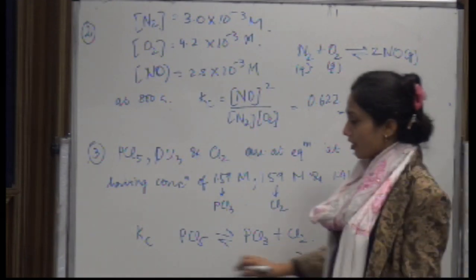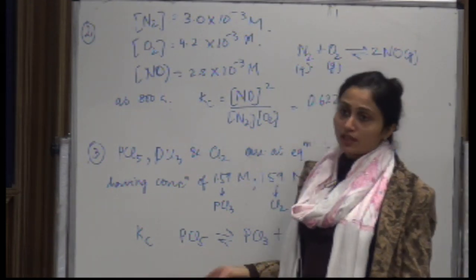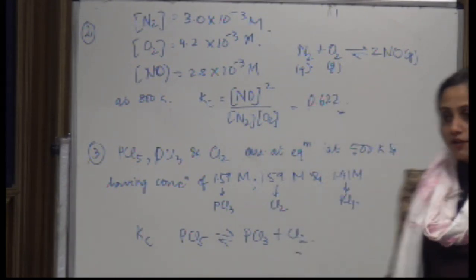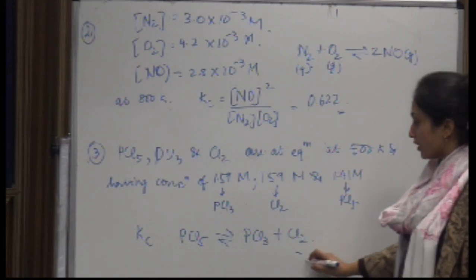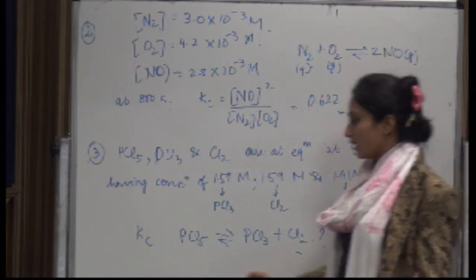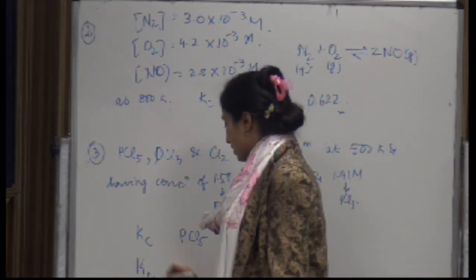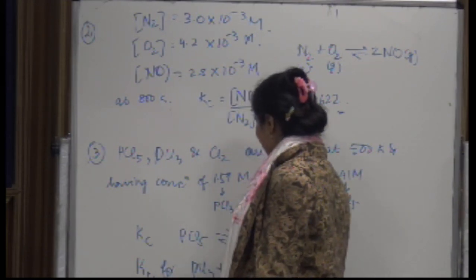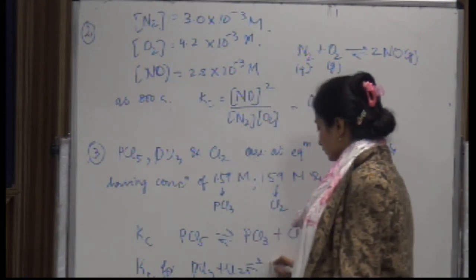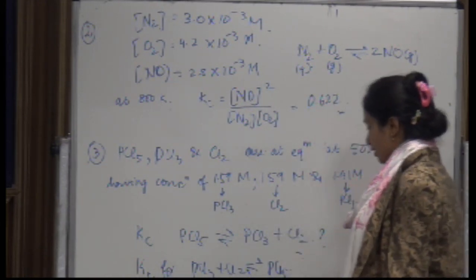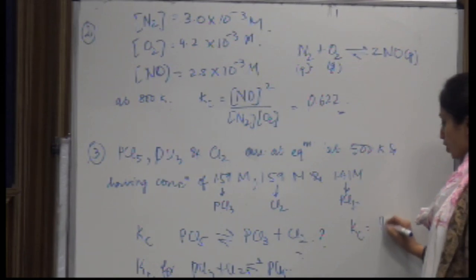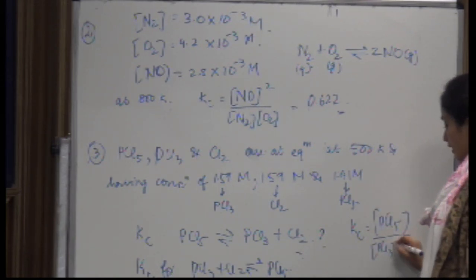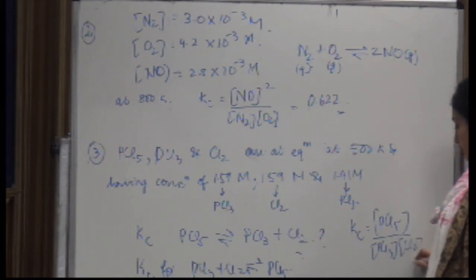There are two ways. First you find out the Kc of this or invert it, or directly you write down the reverse reaction and then give it. Okay. First I also give you a question. First find out Kc and then give the Kc for the reverse reaction. Kc for PCl3 plus Cl2 giving PCl5. Here Kc will be equal to PCl5 upon PCl3 into Cl2.